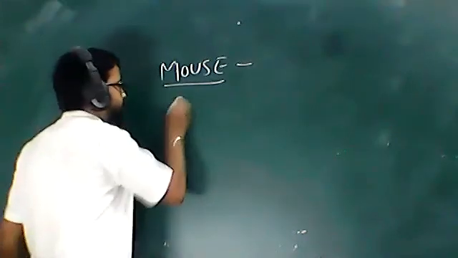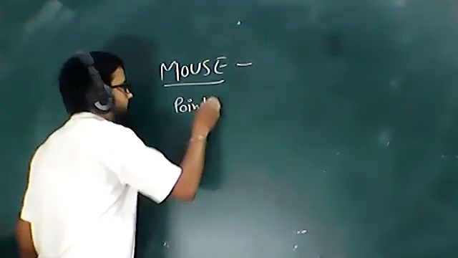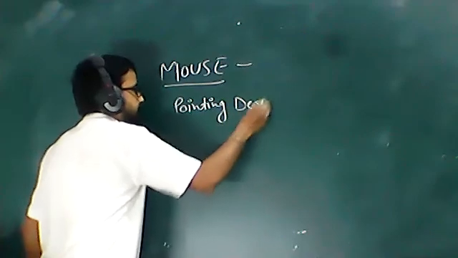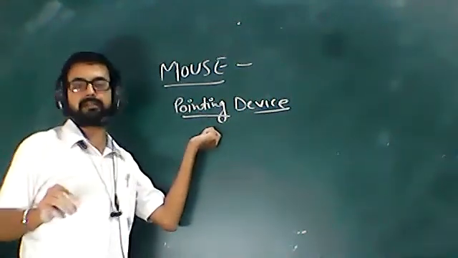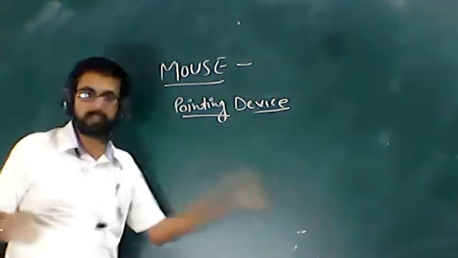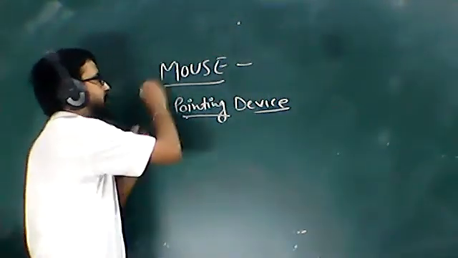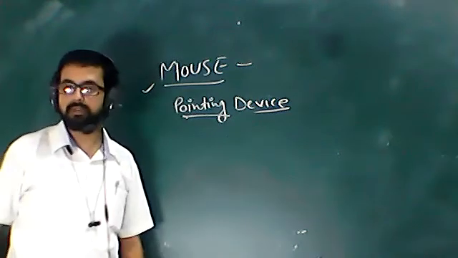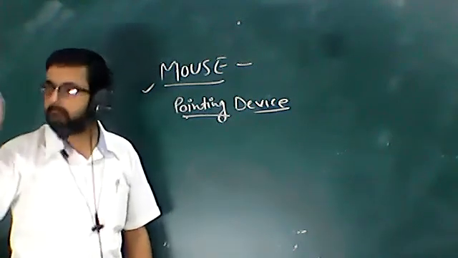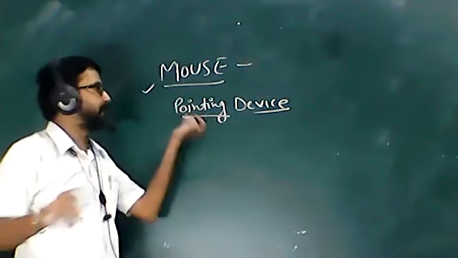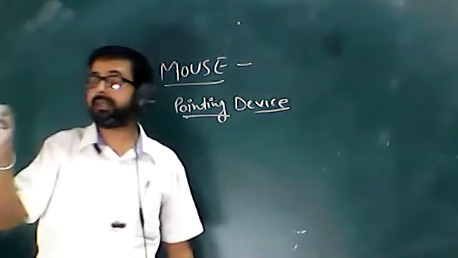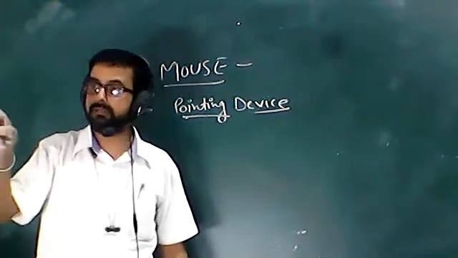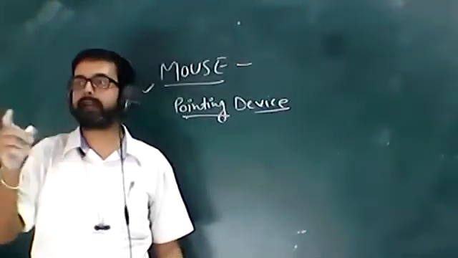So it is known as what? Pointing device. The device through which we just point or select anything over the monitor is known as a pointing device, and an example is your mouse. Clear? A pointing device is used to point or select anything on the monitor, with the help of a cursor.